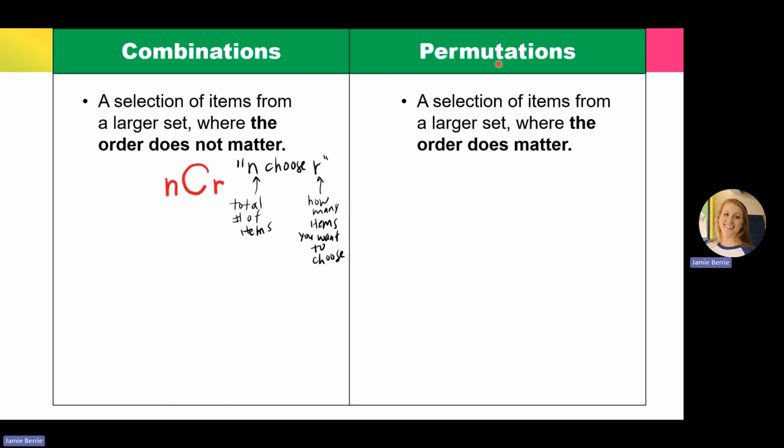Okay, for permutations, very similar symbol. It's just going to be nPr. All right, so nPr is the symbol there. And if I'm reading this out loud, I'm sure different people read this different ways, but I say n permutate r. All right, so again, same thing here. n is the total number of items. r is the number of items that you want to choose.